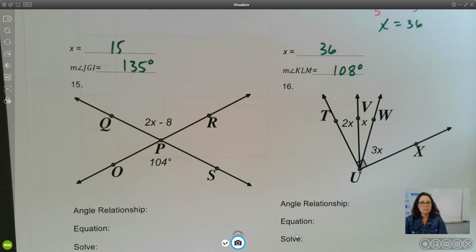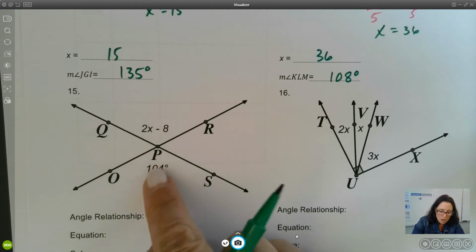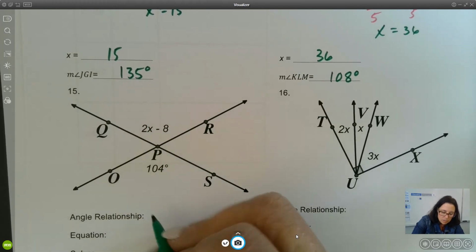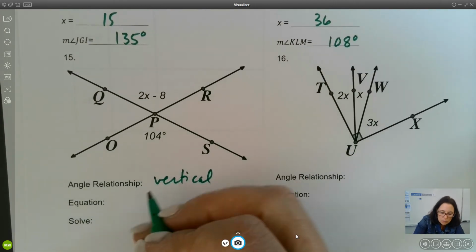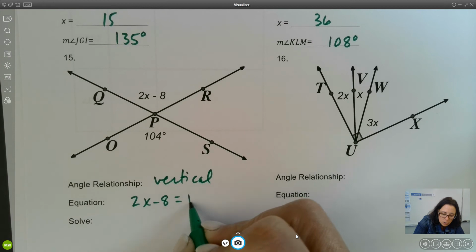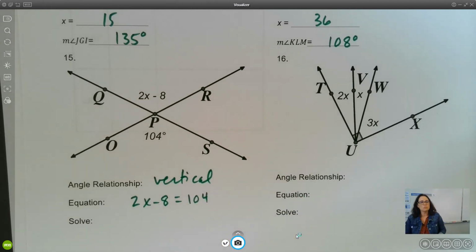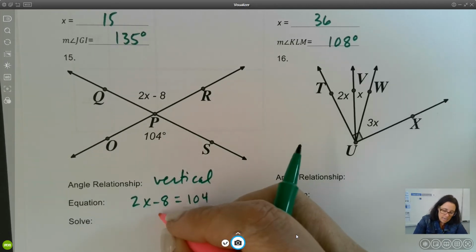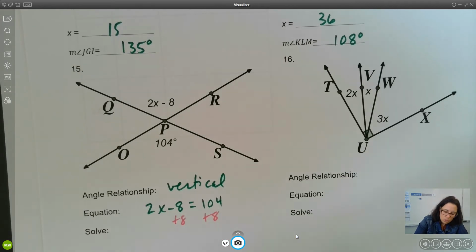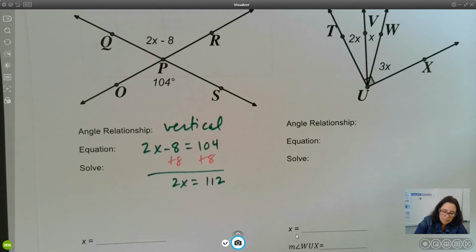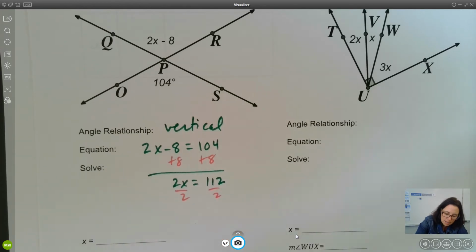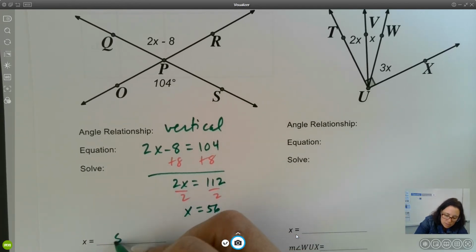Number 15. Okay, these are vertical angles. Vertical angles you set equal to each other. 2x minus 8 equals 104. You do not do 2x minus 8 plus 104 equals 180. That mistake happens all the time. Please do not make that mistake. Add 8. 2x equals 112. Divide by 2. X equals 56.